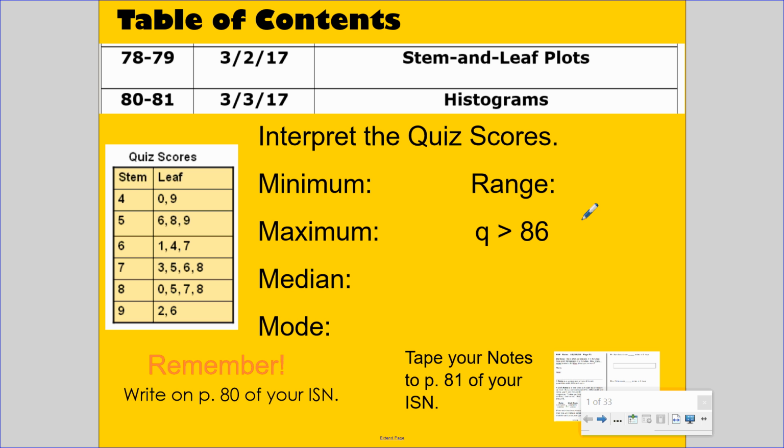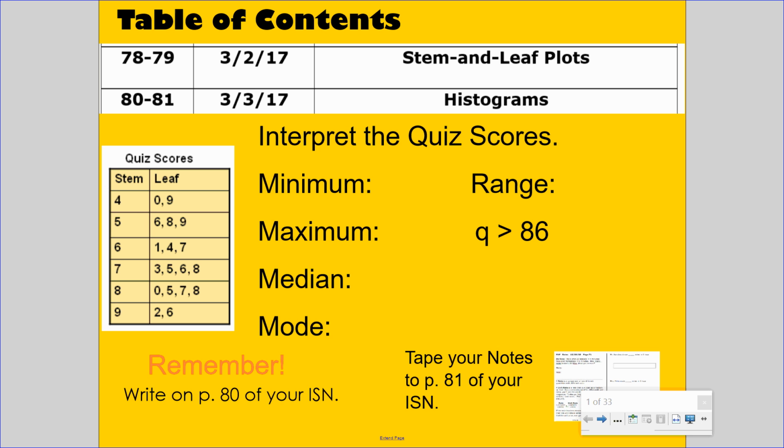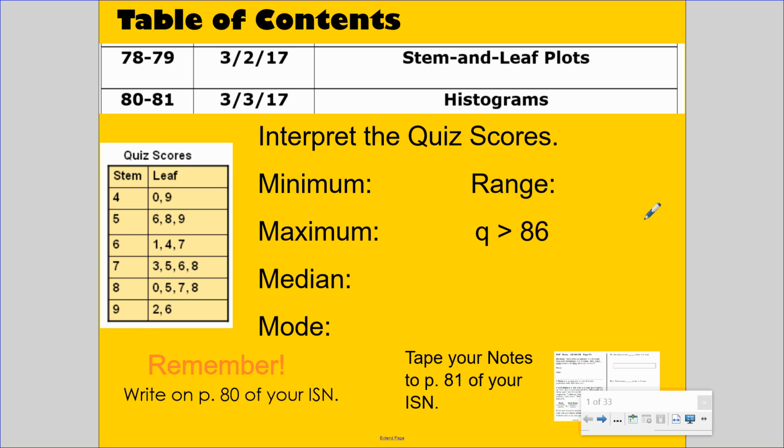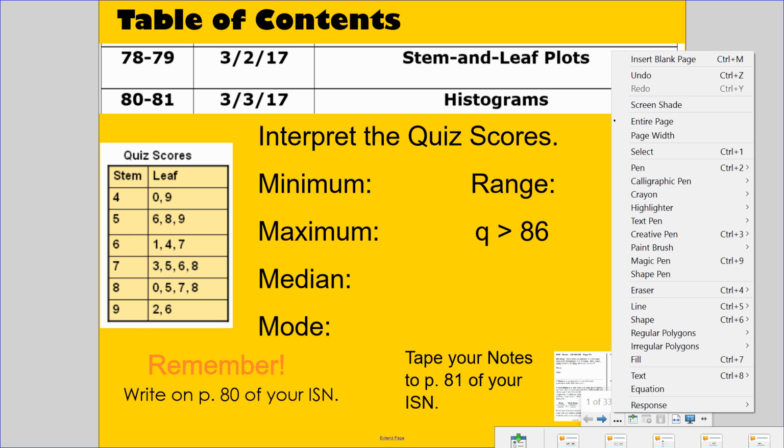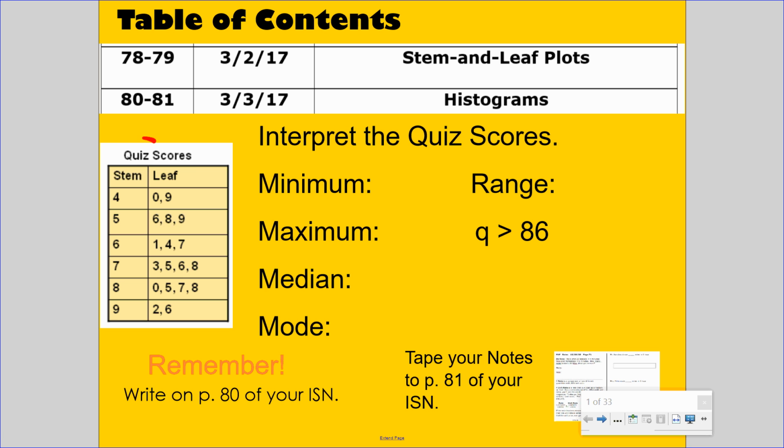Tell me information about this. So here are the quiz grades. What is the minimum? Again, these are the tens place. This is the ones place. So I want you to put the 4 with the 0. If you want to, some kids have to draw an arrow to help them out that way. So I see the minimum as 40.